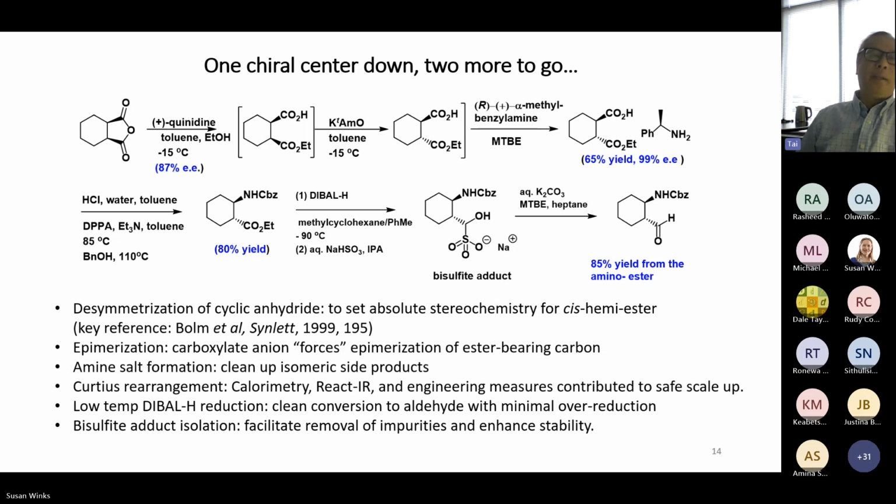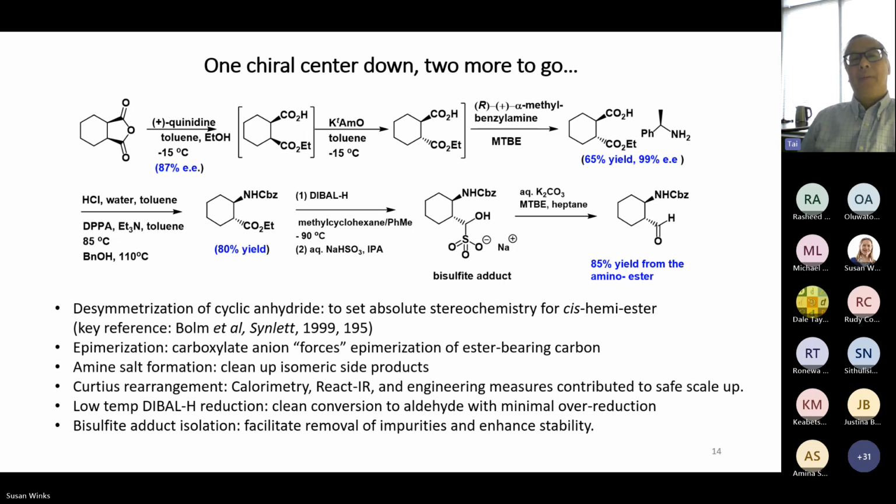The next step is actually pretty daring. It's a Curtius rearrangement to take the carboxylic acid all the way down to a protected amine. You can see we use an azide reagent, DPPA, to convert the carboxylic acid to an acyl azide. Under thermal conditions it extrudes nitrogen to the acyl nitrene. The nitrene rearranges to isocyanate. The isocyanate under thermal conditions gets trapped by benzyl alcohol, and therefore we have the Cbz-protected amine.